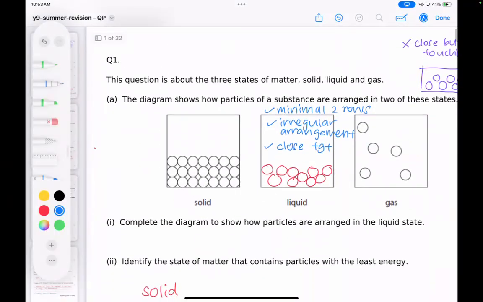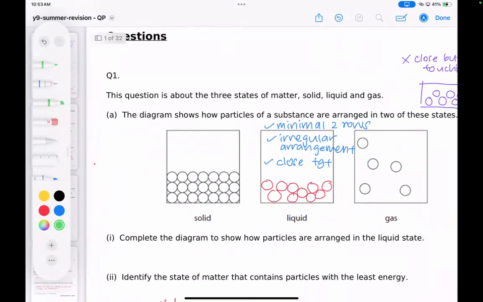Okay, so what we have here is our 6 marks question. And they mentioned that there are three states of matter: solid, liquid, and gas. And they want you to complete the diagram to show how particles are arranged in the liquid state. So drawn for you solid, drawn for you gas. So you need to find the in between.